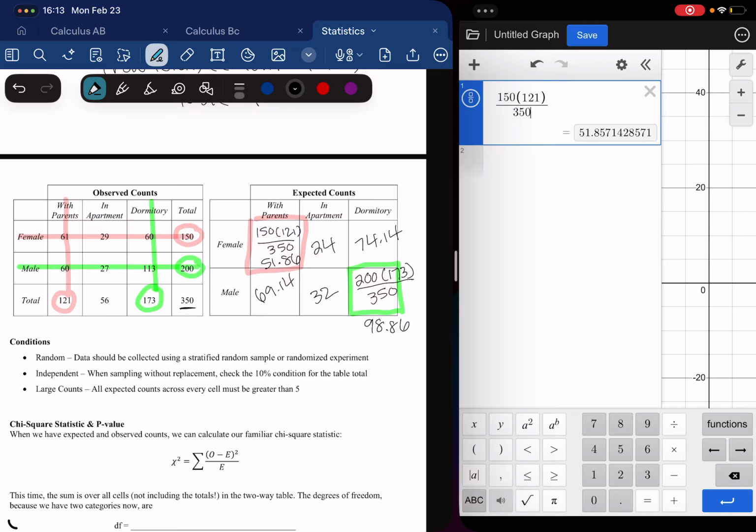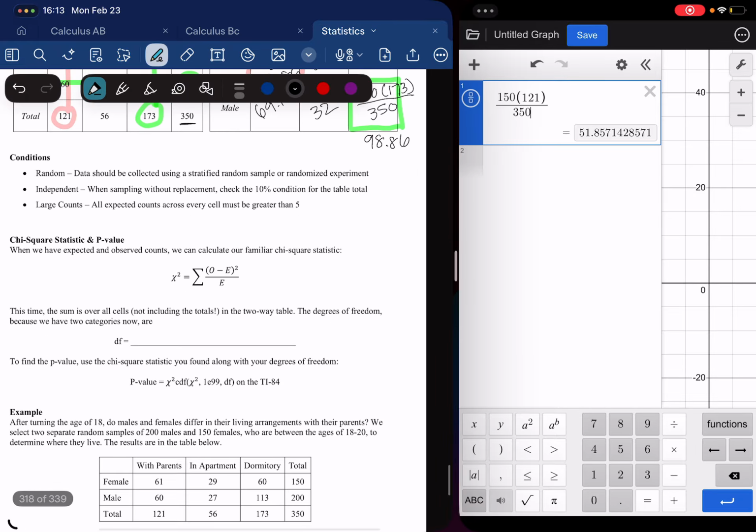Okay, then that takes us to conditions. Notice that the conditions are exactly the same as goodness of fit. We're still seeing if it's a random sample or a random assignment. We're still using the table total to confirm independence by checking the 10% condition. And then for large counts, we state that all expected counts must be greater than 5. If we look at our expected counts table, notice that all those numbers are bigger than 5, so that condition is met.